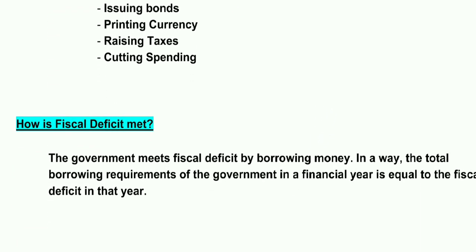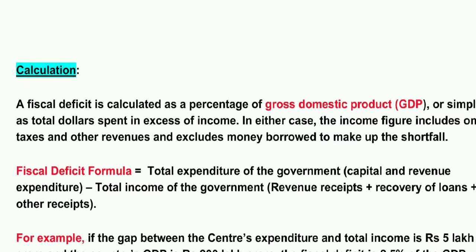So how is fiscal deficit met? The government meets the fiscal deficit by borrowing money. In this way, the total borrowing requirement of the government in a financial year is equal to the fiscal deficit in that year. Now let's talk about calculation.